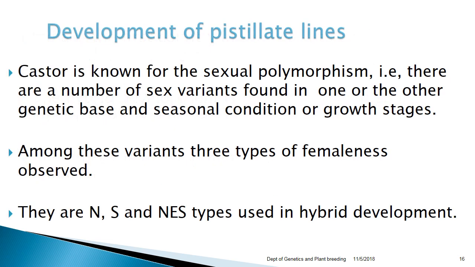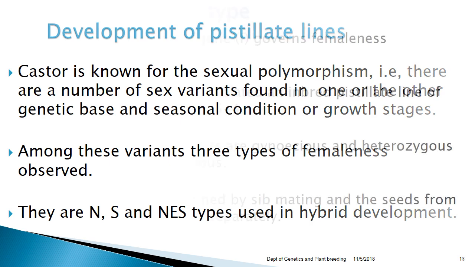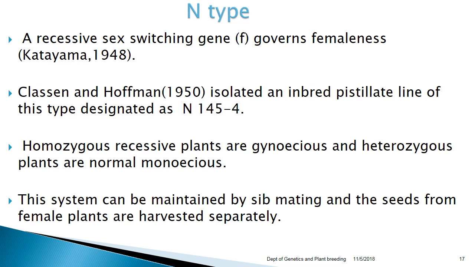Development of pistillate lines. Let us see how to develop them. Castor is known for sexual polymorphism, that is, a number of sex variants are found depending on the genetic base, seasonal conditions or growth stages. Among these variants, 3 types of femaleness are observed, that is NS and NES types, used in hybrid seed production. First is the N type. A recessive sex-switching gene, recessive f, governs femaleness.